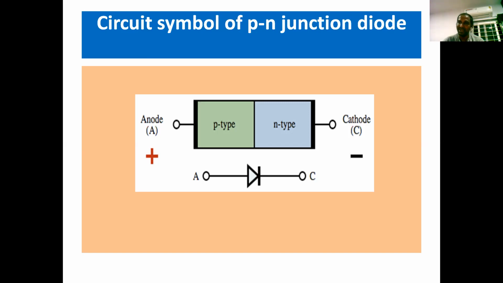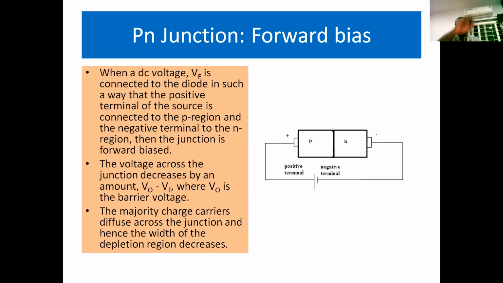A piece of N-type semiconductor is there. Majority charge carriers are electrons. Those are having a net negative charge. So that's why it is called the cathode and represented with C. Then let us consider the operation of a PN junction diode under forward bias and reverse bias conditions.